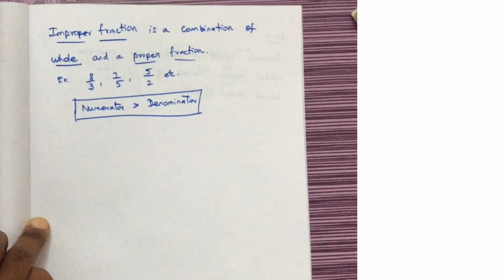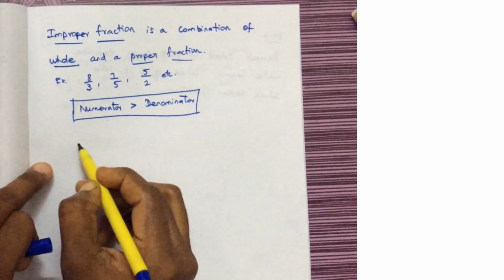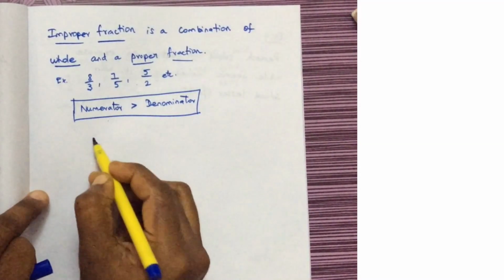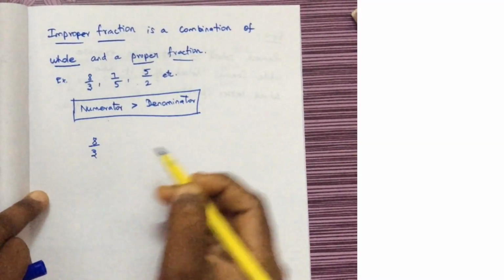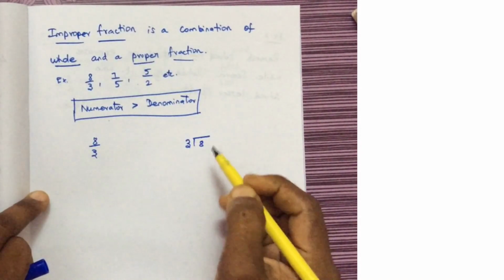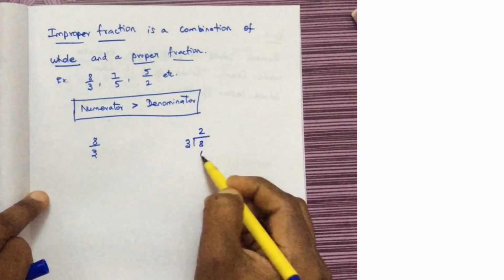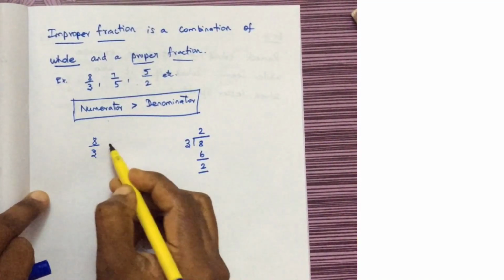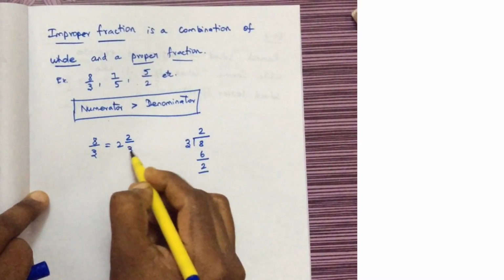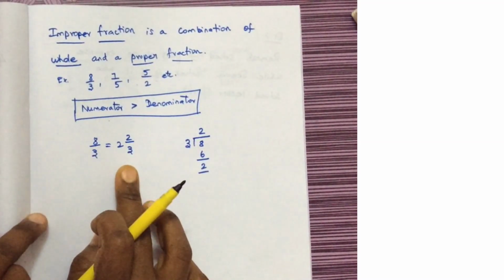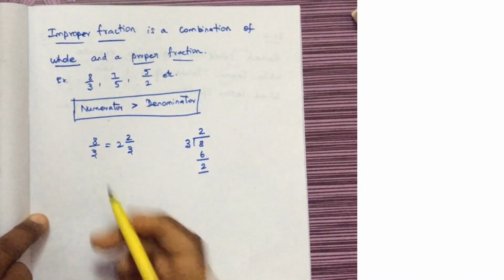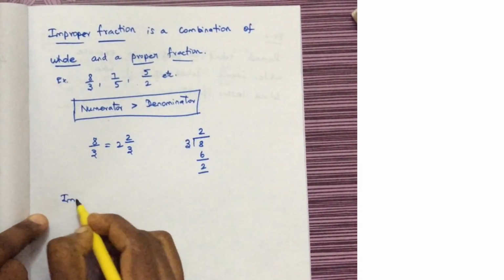Now if you want to represent an improper fraction as a mixed fraction, what does that mean? This is 8 by 3. Here it is 3, here it is 8. Now what you will do, 2, that is equal to 2 by 3. This is called a mixed fraction. All improper fractions can be written as mixed fractions also.